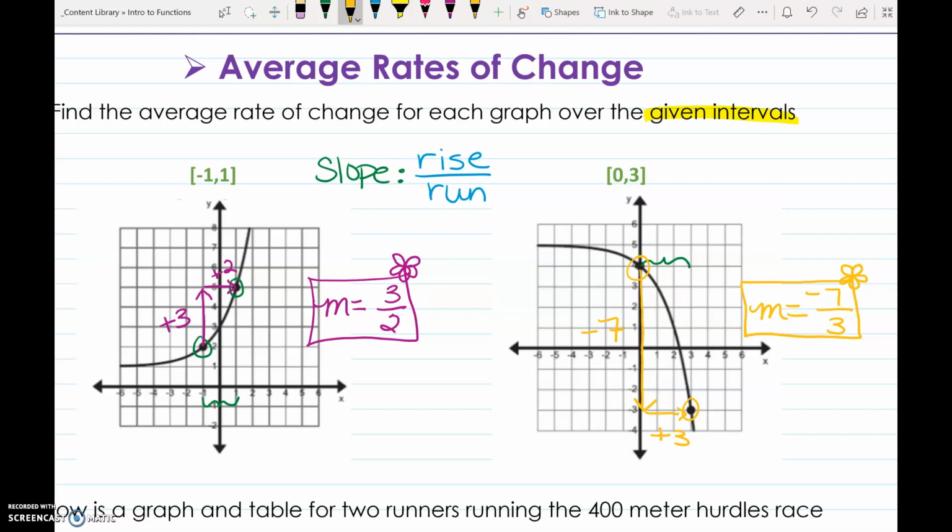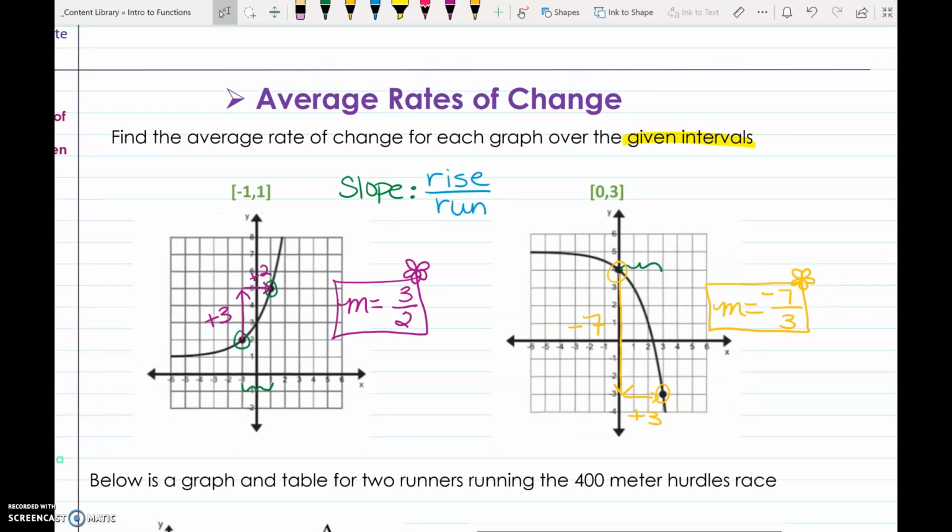So far, so good? Okay. Yes? What if it went straight down? Fabulous question. If you have a perfectly vertical line, that slope is what we like to call undefined. So that has a slope that's undefined. You won't have a real world problem like that. You won't be given one. Now, what would the slope be of a horizontal line?